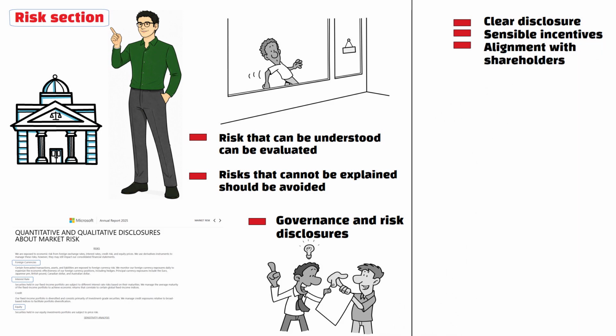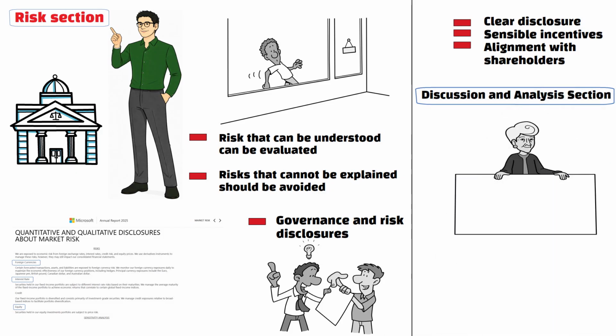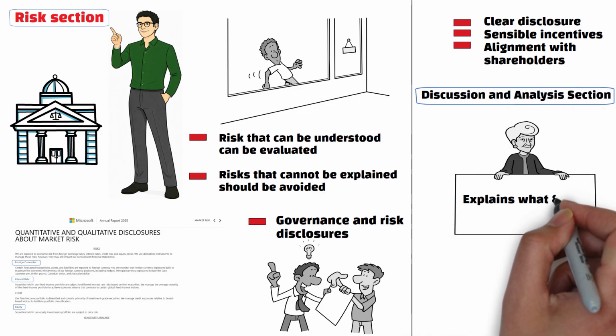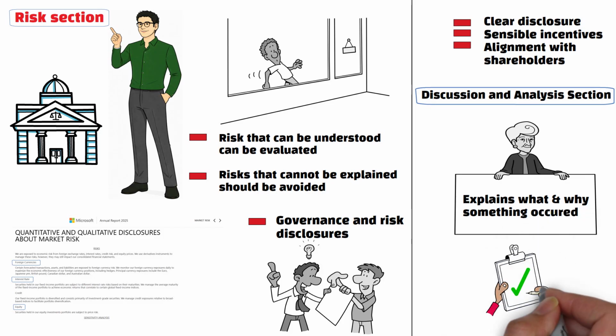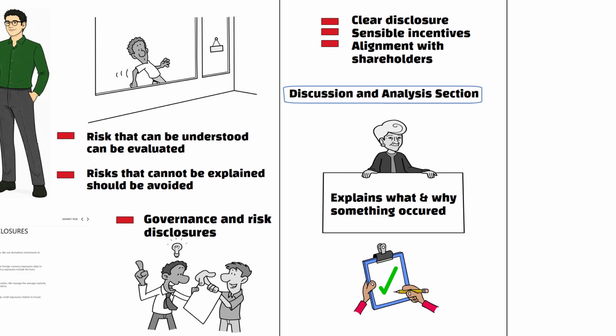Next, the discussion and analysis is one of his favorite parts. Here, management explains what and why something occurred, and what to expect going forward. Buffett reads this section carefully, checking whether explanations align with the data. Consistency builds credibility, while excuses erode it.